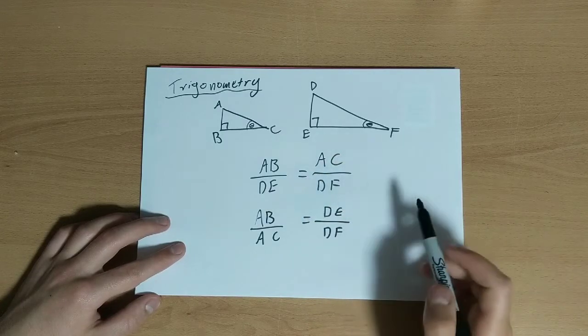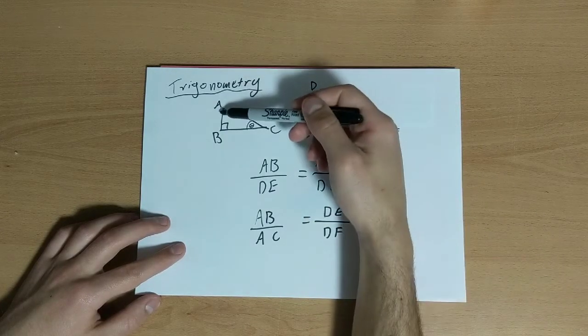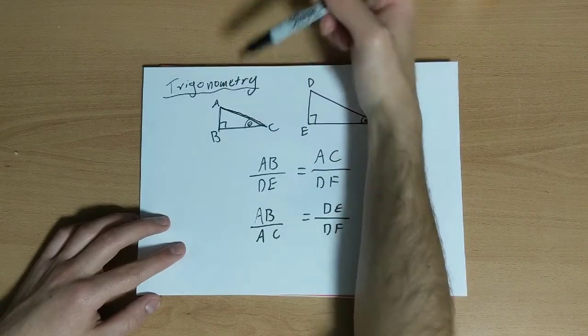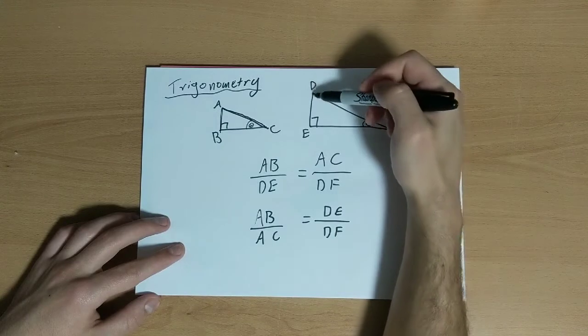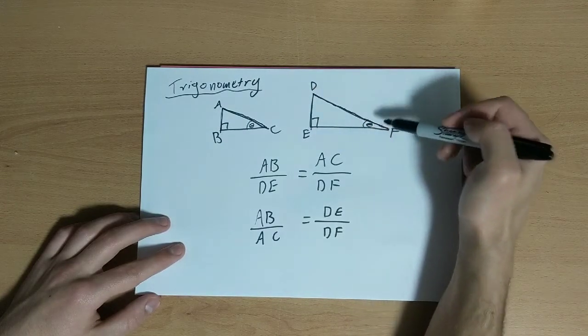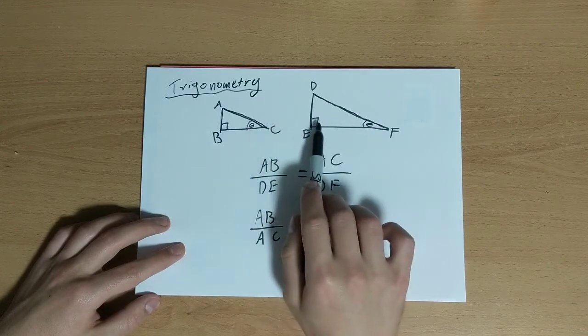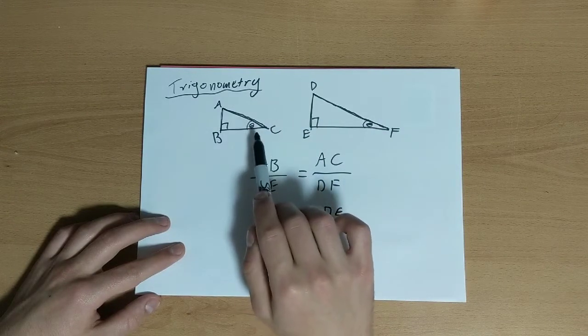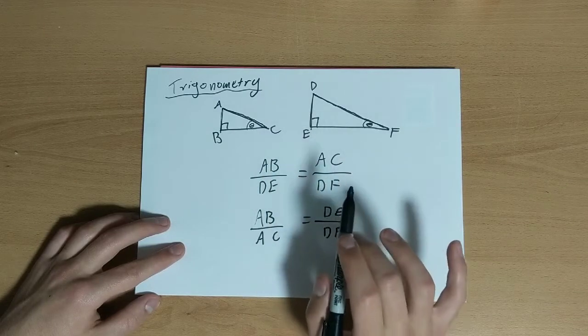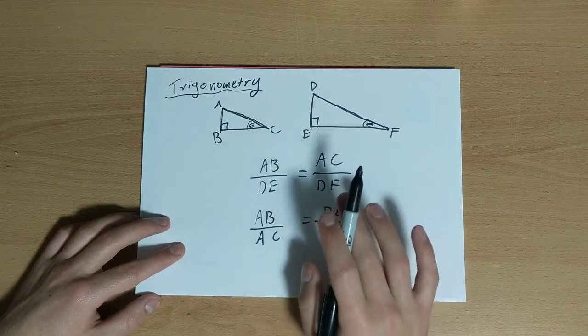Let's think about what that means. It means the ratio of this side length to this side length is going to equal the ratio of this side length to this side length. And if that's true for similar triangles with this same angle theta, then it must be true of any right-angled triangle with this angle theta.